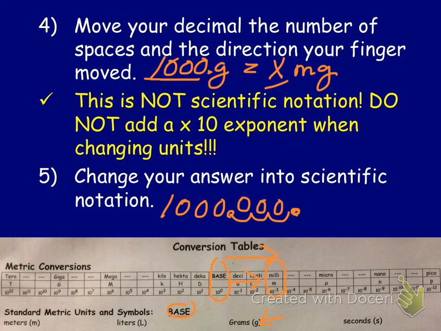Fill in those loop-de-loops with zeros, and our new answer is a big number, and that's how many milligrams we have. So to write it correctly, I would write 1,000,000 mg. Notice I don't have an answer with 2 decimal points. If I want, I could put my decimal at the very end, but this is what we got, 1,000,000.